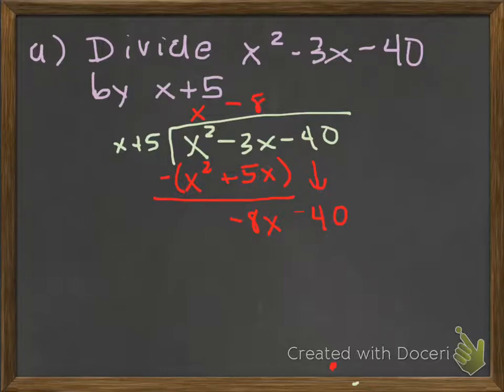Again, we distribute it to both of these, so I'll have negative 8x minus 40. I'm subtracting this entire quantity. Notice my negative 8x minus this negative 8x turns into a plus, so the 8x's are gone. Negative 40 minus negative 40 is 0. So I'm left with no remainder, and my answer is x minus 8.